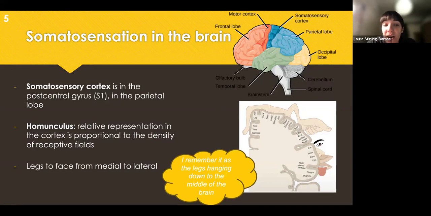And the main way I remember which way around it is, is that the legs hang down to the middle of the brain. So you have this man lying down with his feet into the middle. So it's almost like having two of them. And the hands have a bigger representation because you have more receptors coming from the peripheries. So that's the main thing to remember.